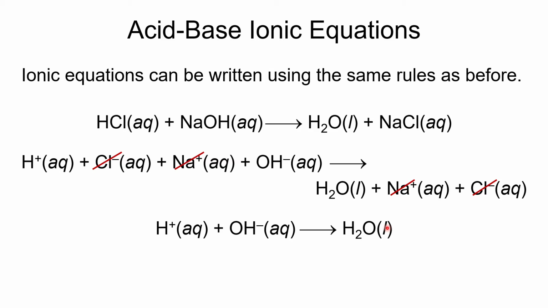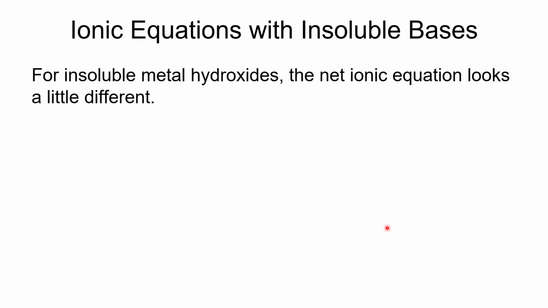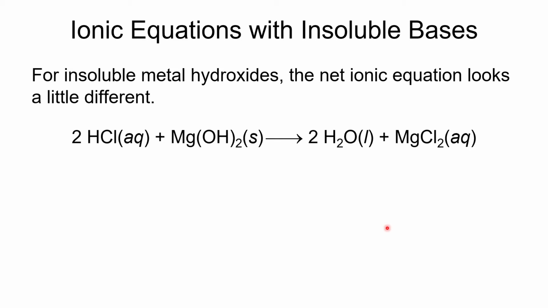All right, so the next thing we want to do is, what if we have an insoluble base? What if we have something like magnesium hydroxide? The net ionic equation will look a little bit different, but the procedure is very, very similar. So here is the reaction between hydrochloric acid and magnesium hydroxide. Because there are two hydroxides with the magnesium, we're going to need two equivalents of acid in order to react with it. And when we do that, we're going to get two water molecules, and we will get magnesium chloride.